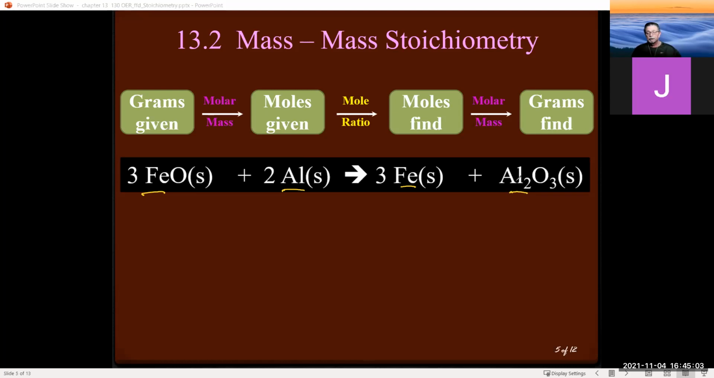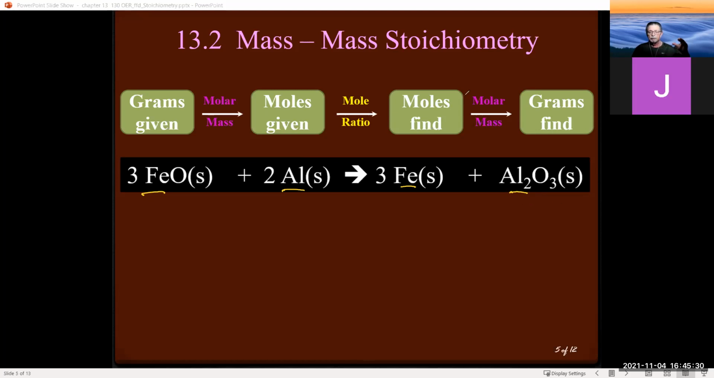Very good. So we have here a balanced chemical reaction where iron(II) oxide reacts with aluminum to give us iron metal and aluminum oxide. Aluminum oxide is an abrasive. You find it in a number of things, one of them being sandpaper.